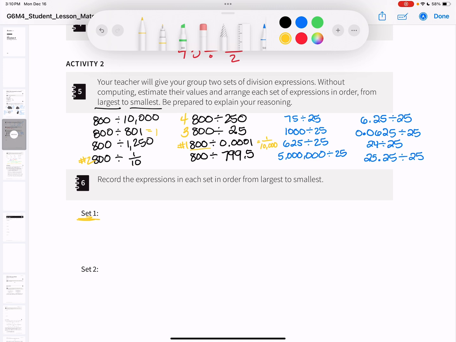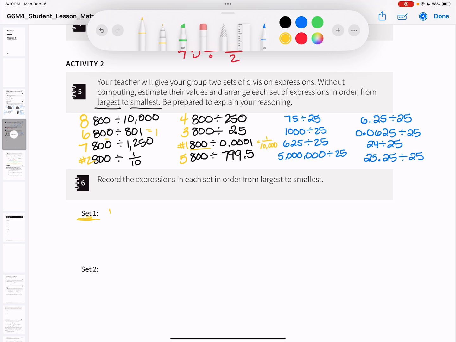250 is going to be 4. Then we have some close to 800. So we have 801 and we have 799.5. So 799.5 is going to be 5. 801 is going to be 6. Then we have 1,250, which is going to be 7. And then finally, we have 800 divided by 10,000, which is going to be our smallest quotient.